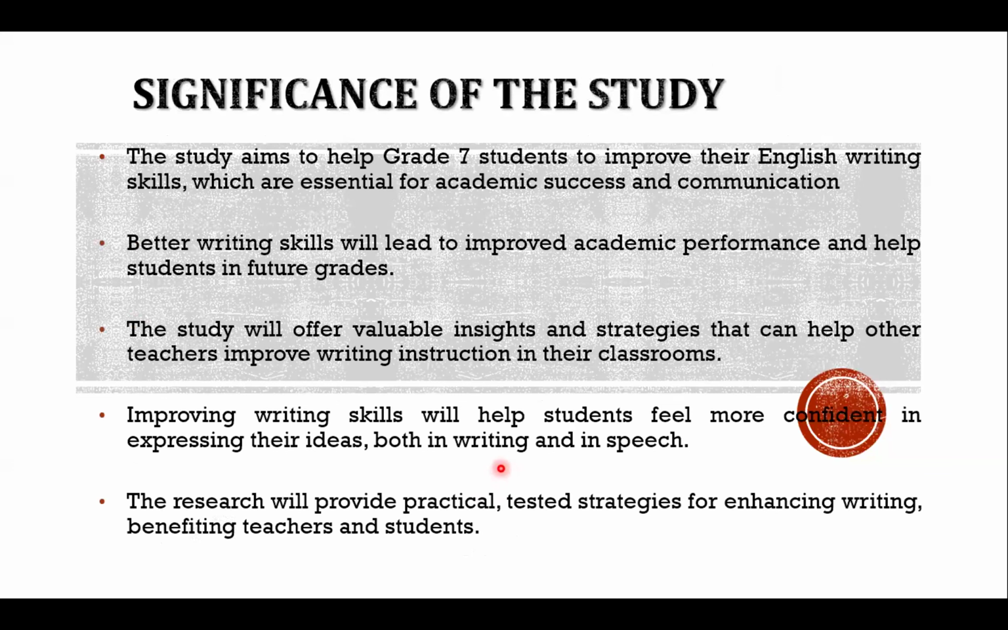Next one, significance of the study. First one, the study aims to help grade 7 students to improve their English writing skills, which are essential for academic success and communication. So the goal of this study is to help grade 7 students get better at writing in English. Better writing skills will lead to improved academic performance and help students in future grades. So improving writing skills will help students perform better in their studies and succeed in higher grades also.